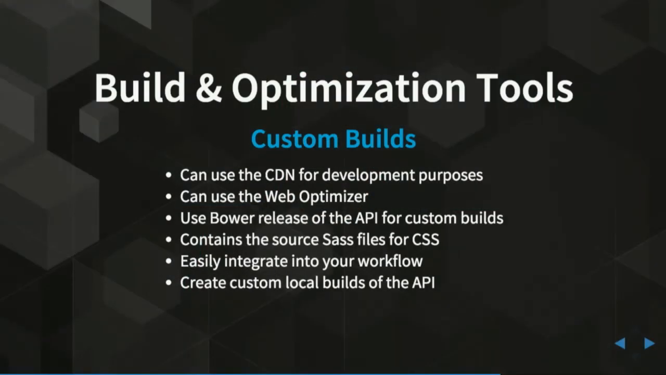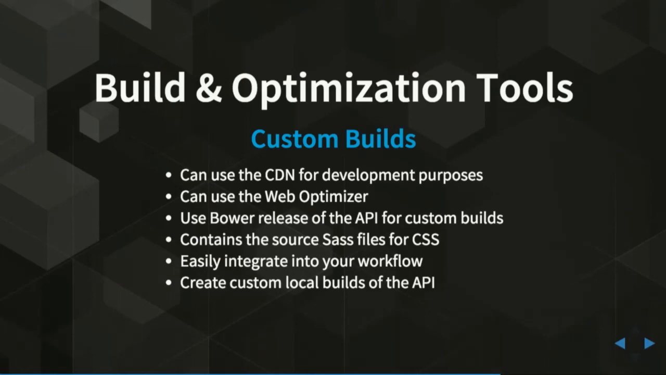Something else we've introduced this past year has been some build and optimization tools to help you out a little bit more. You can still use the CDN for development purposes, and you can use the web optimizer. But we released the API as a Bower repo not too long ago, and by using that repo, you can do custom builds of your entire application.